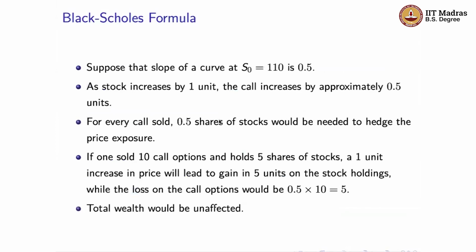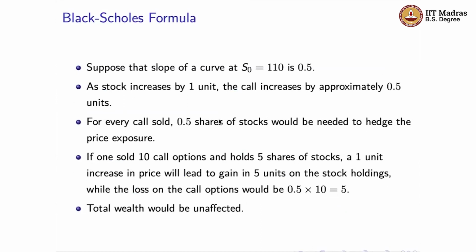So suppose that you do the graphing and you find that the slope of the curve is 0.5 at a particular stock price, 110. What this means is that if you increase the stock by 1 unit, or one small unit, then the call increases by approximately 0.5 units, right? So the price of the call option.